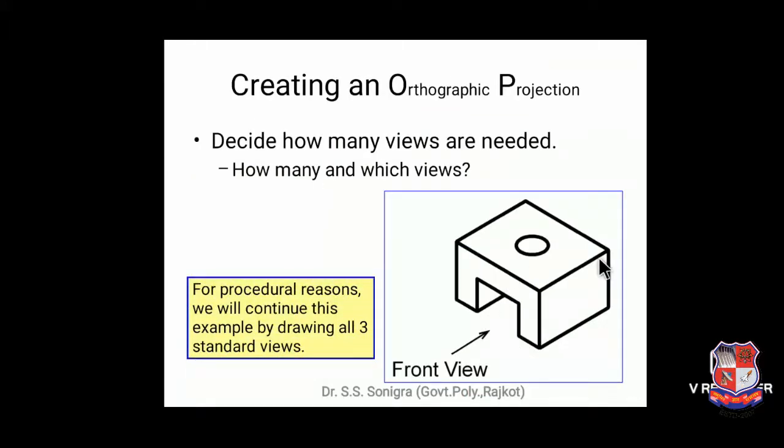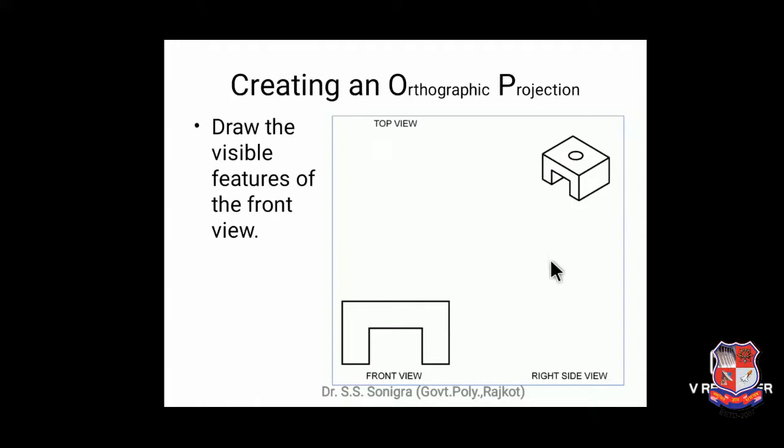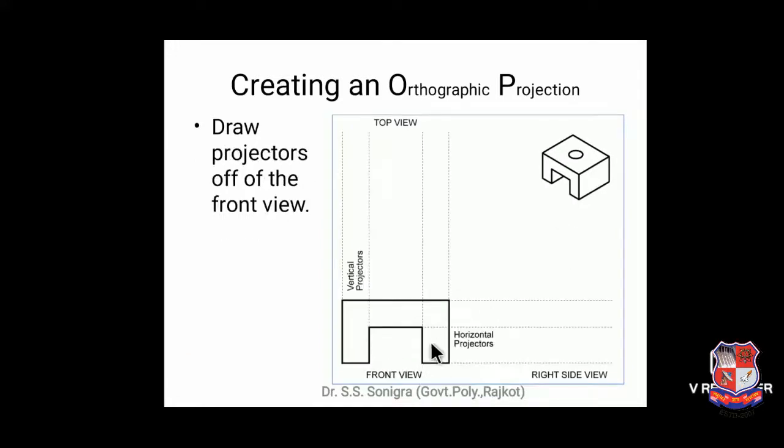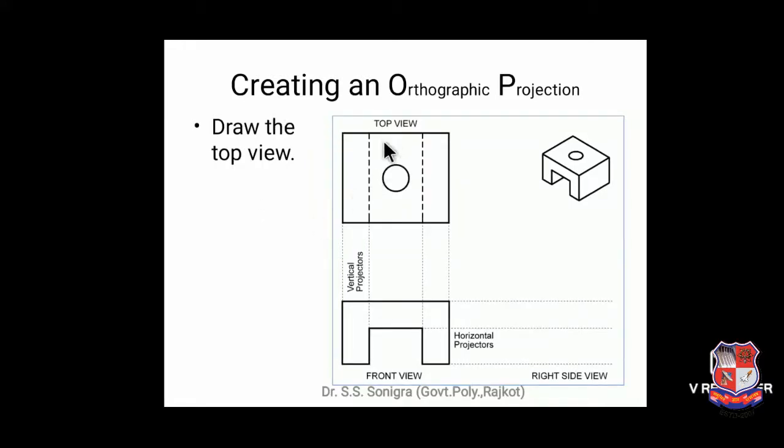Now creating an orthographic projection. Decide how many views are needed to draw this object. Suppose this is an object. Of course, this will be front view. If you look from front side, this will appear like this. Draw vertical projections and horizontal projections, and draw the top view after drawing vertical projections.